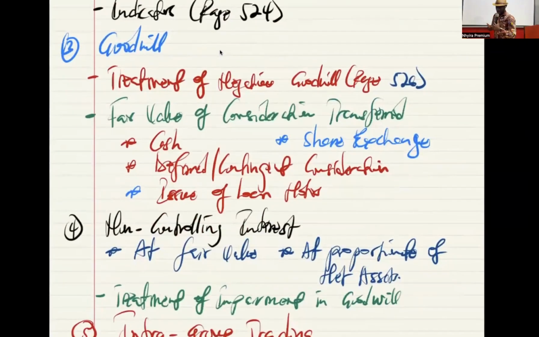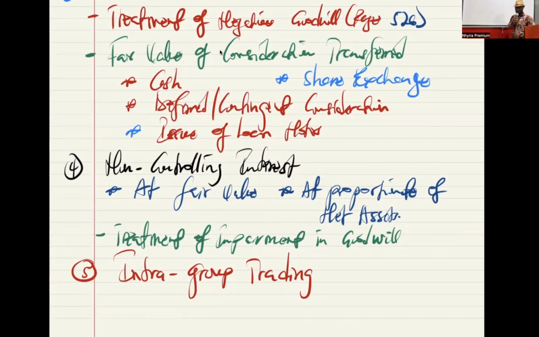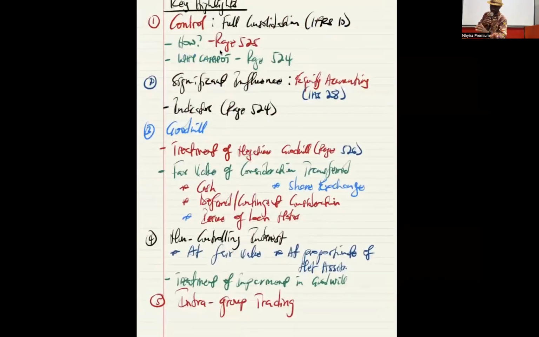If we are doing consolidation, how do we calculate goodwill? How do we deal with fair value of consideration transferred? We will come to that. The 4th thing is going to be non-controlling interest, which was previously referred to as minority interest, but is now referred to as the non-controlling interest. We'll look at how we value non-controlling interest, but most importantly, also look at the treatment of impairment in goodwill. Then we're going to be topping the icing on the cake with the treatment of intra-group trading. So that is how our presentation is going to be taken under this consolidated financial statement masterclass.